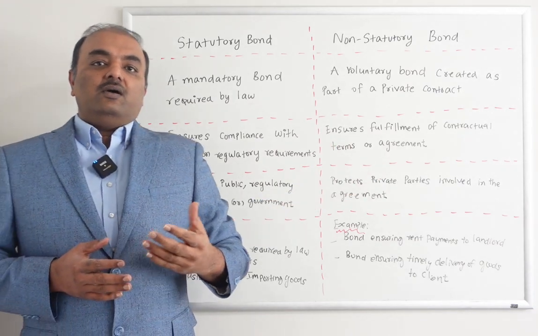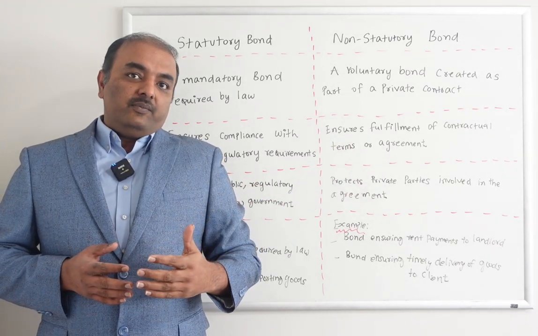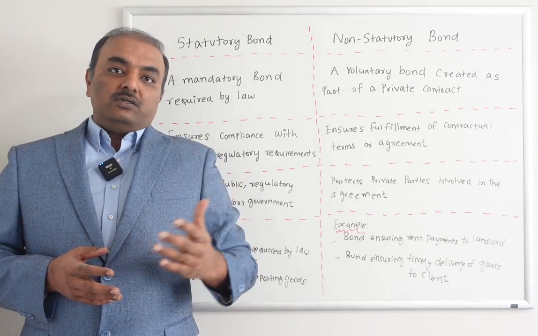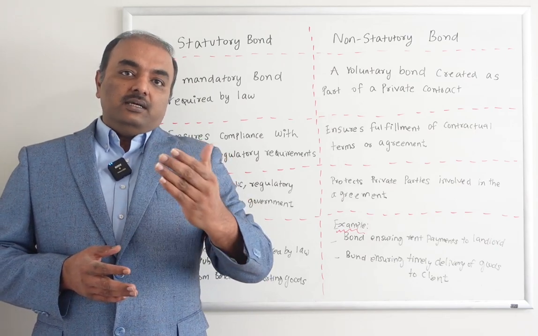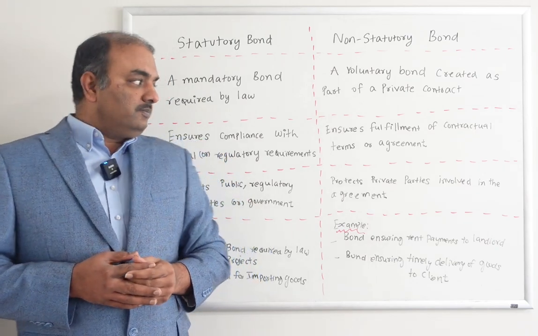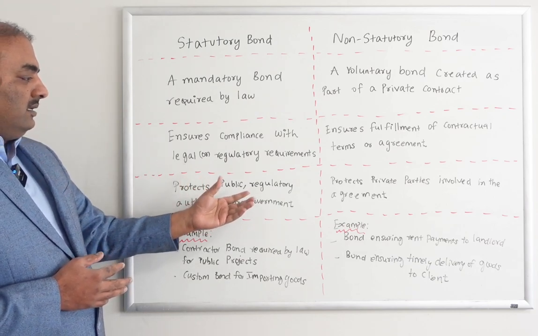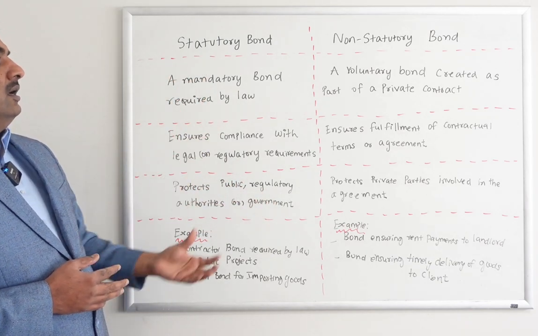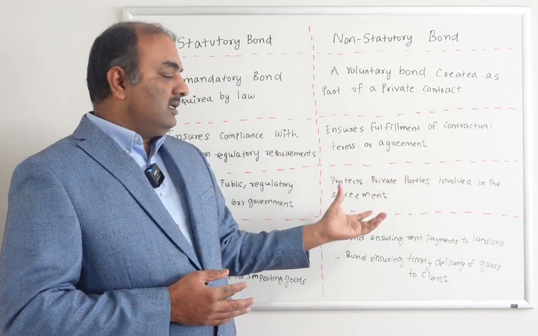So if you are having a contract with a private company for doing certain things, same thing, right? If you are building a private building, then still you need some kind of bond so that if your performance is not up to the mark, then this bond will help the obligee. Now, as I told you, it protects public regulatory authorities or government in case of statutory bond, whereas non-statutory bond protects the private parties involved in the contract.